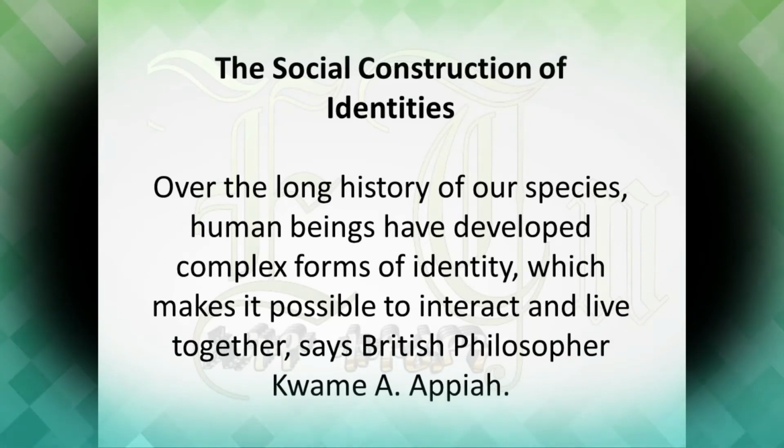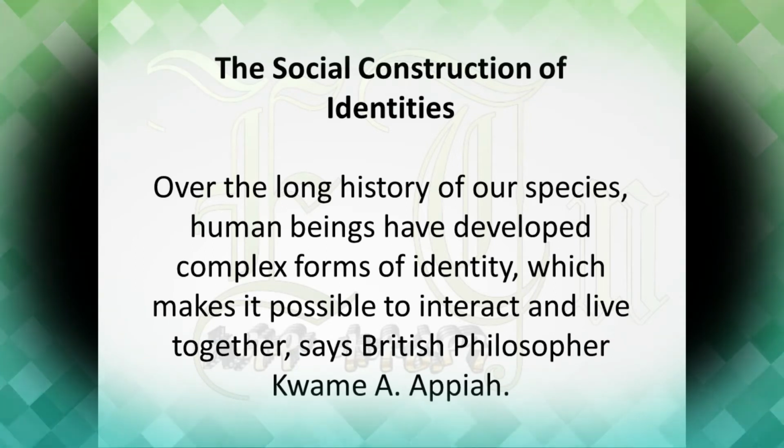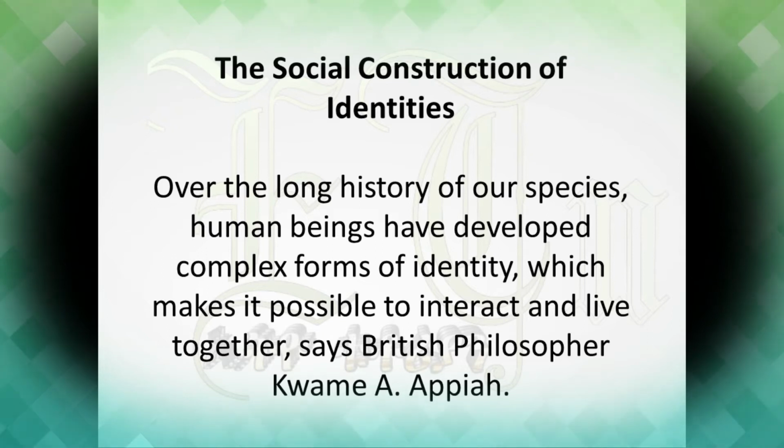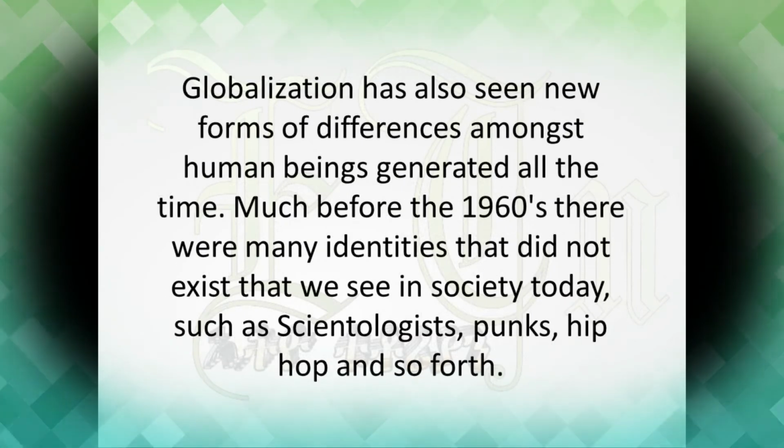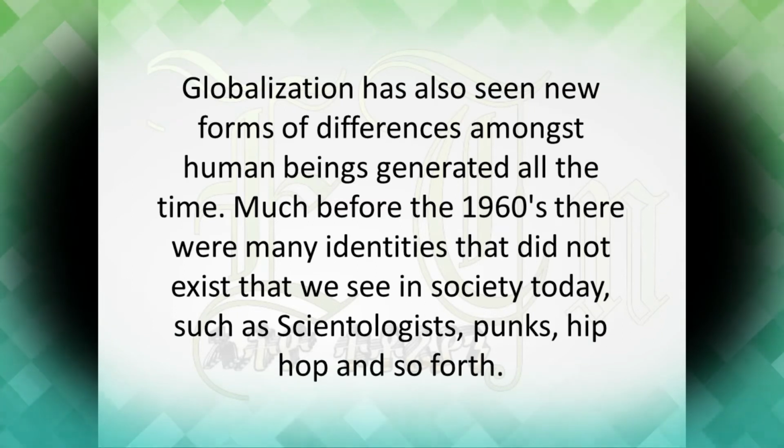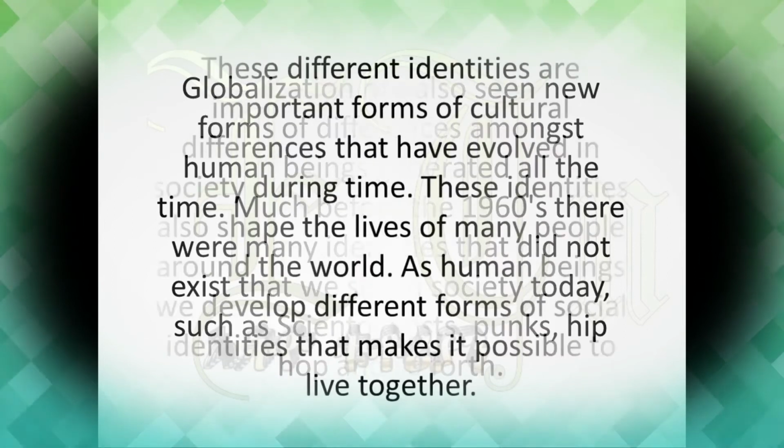The social construction of identities. Over the long history of our species, human beings have developed complex forms of identity, which makes it possible to interact and live together, says British philosopher Kwame Appiah. Globalization has also seen new forms of differences amongst human beings generated all the time. Much before the 1960s there were many identities that did not exist that we see in society today, such as Scientologists, punks, hip-hop and so forth.